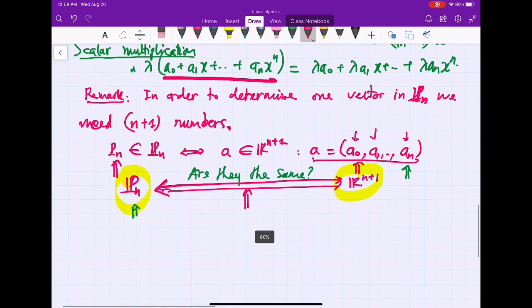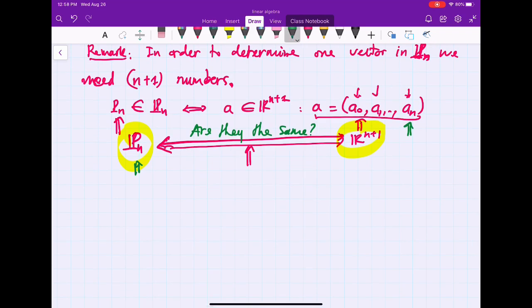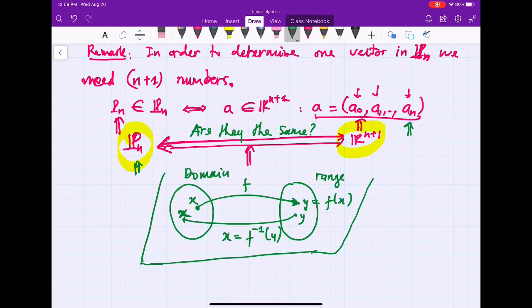If you remember calculus 1, when we were talking about one-to-one functions. One-to-one functions means, if you have, this is the domain and this is the range, you have some function f in here, for each x in here there is only one y such that y equals f of x, and for each y in the range there's only one x in here such that x equals f inverse of y. So I hope you remember this picture, right? In calculus 1 we learned that.